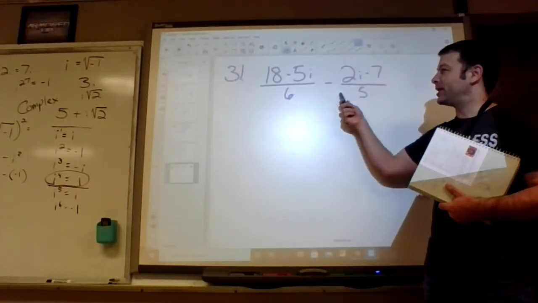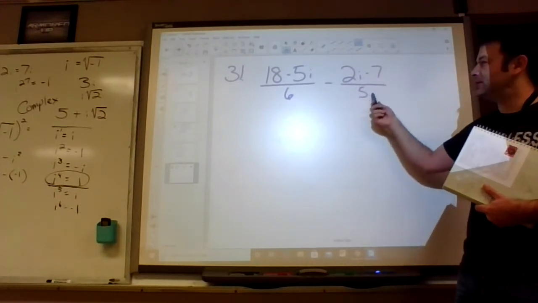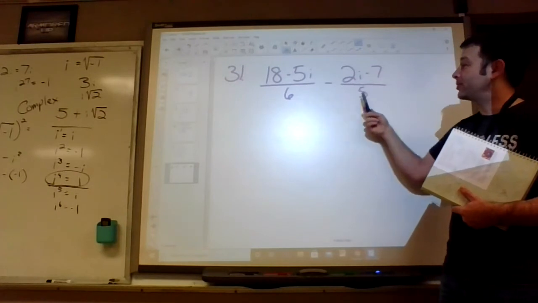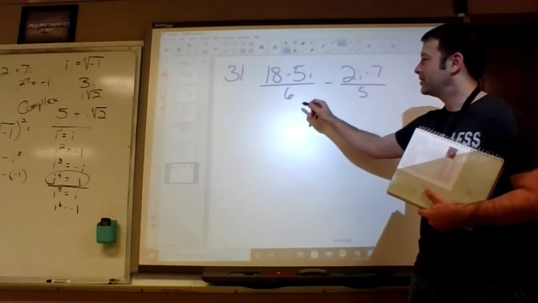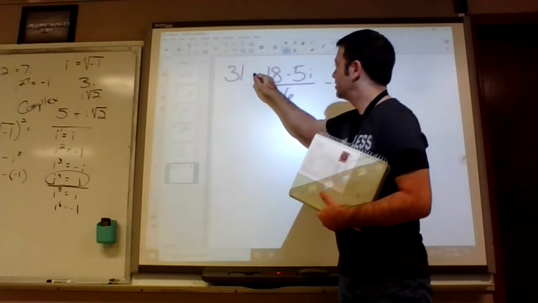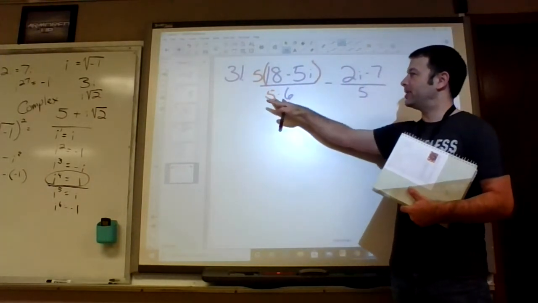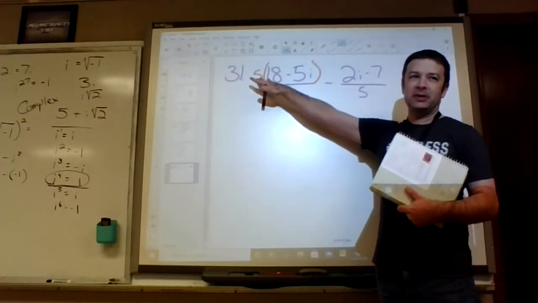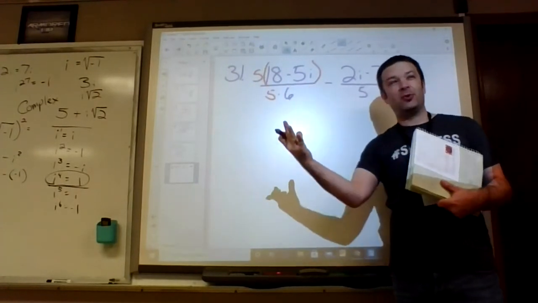To add or subtract fractions together, we need a what? Common denominator. What do 6 and 5 both go into? 30. So what do I need to multiply this by? 5. The whole top, whatever you multiply the bottom by, you have to multiply the top by. Because if we're multiplying by 5 over 5, we're multiplying by 1, so we're not changing the value.